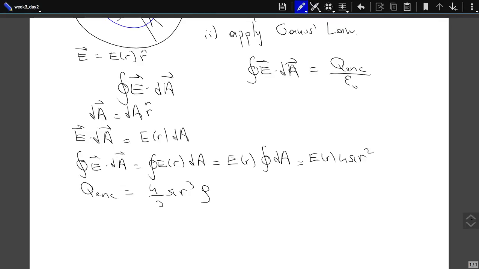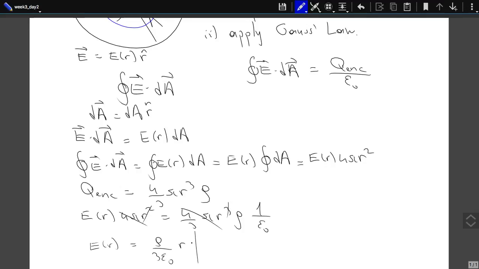Now we can use the Gauss law. We know both sides of this equation now. So we know that E of R times 4 pi r squared is equal to 4 over 3 pi r cubed rho times 1 over epsilon 0. And we can also make some simplifications. This 4 pi will cancel this 4 pi. E of R is just rho over 3 epsilon 0 times r. So the electric field increases linearly as you go from the center towards the surface.